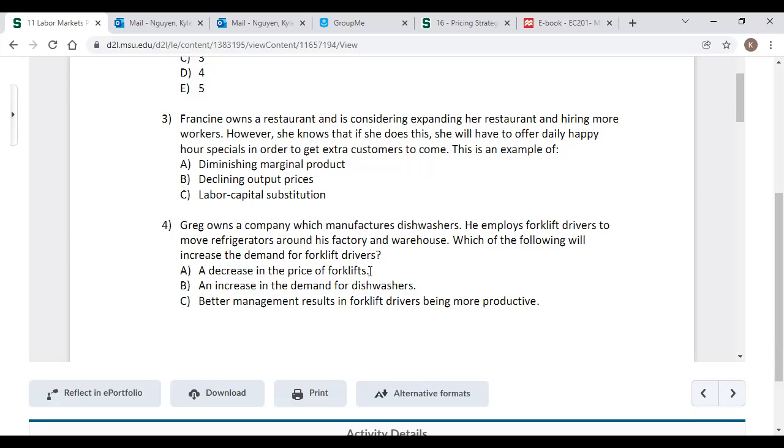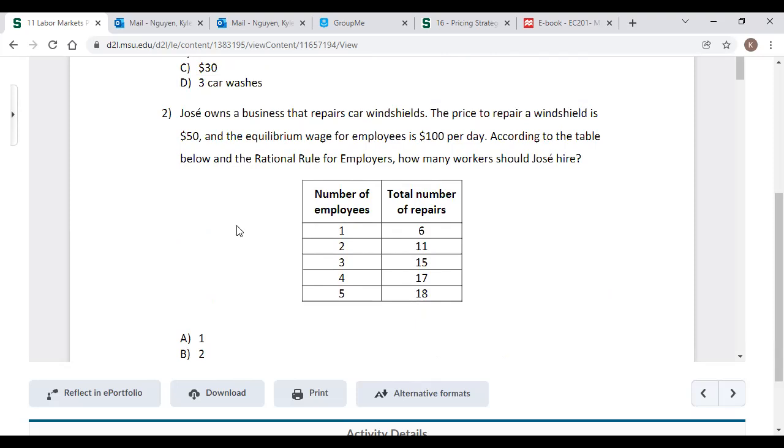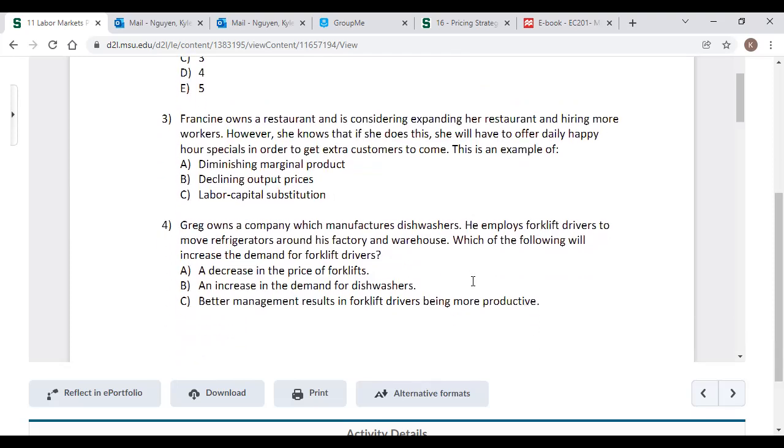And that's basically the reason why A and B are not correct, and I'll explain why. A, a decrease in the price of forklifts. This doesn't matter, because if our firm is using the rational rule for employers, then they're already at a point where if they hire another employee, they're going to start losing money, just like we saw with Jose's windshield repair shop. He could only hire 4 employees because anything past that, he would start losing money. And that's the exact situation here. Okay, forklifts became cheaper. That's irrelevant. His employees' wages are still the same, and so he can't hire another worker because of it. Are there any questions about that?